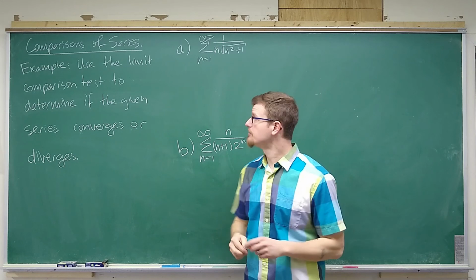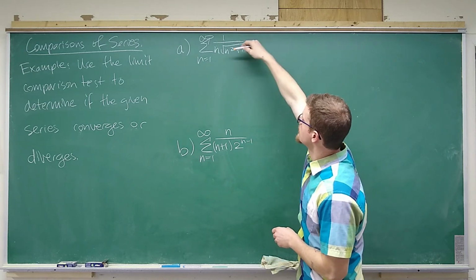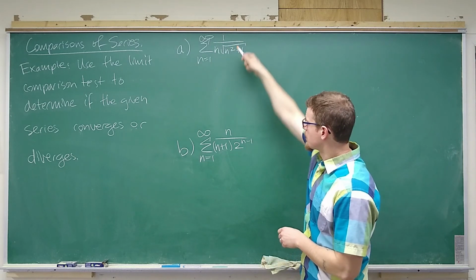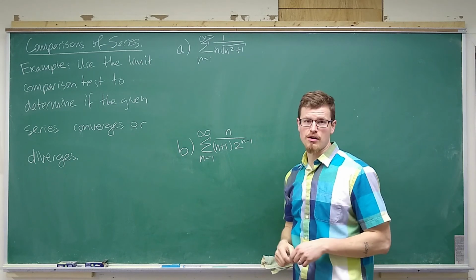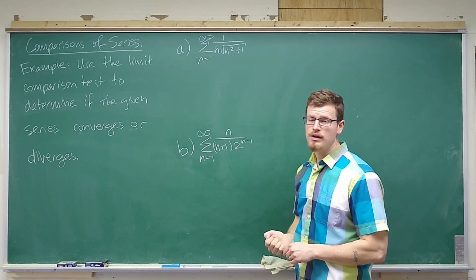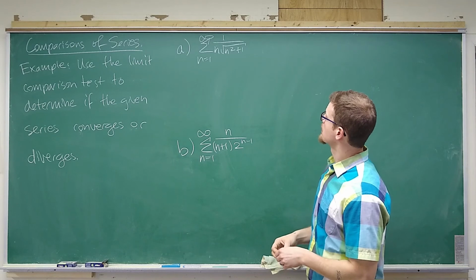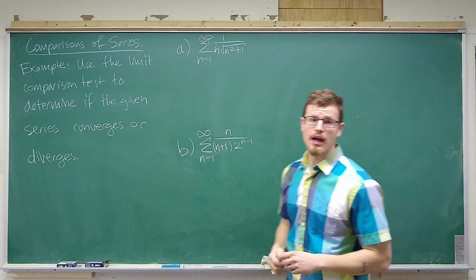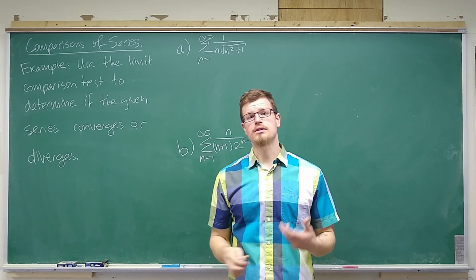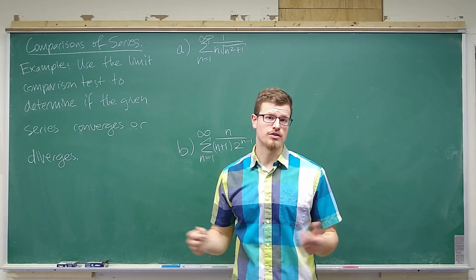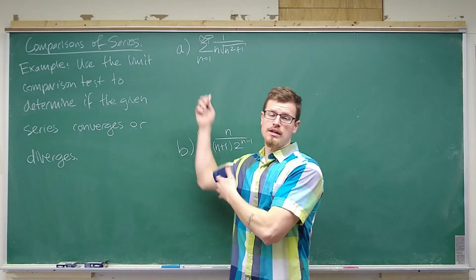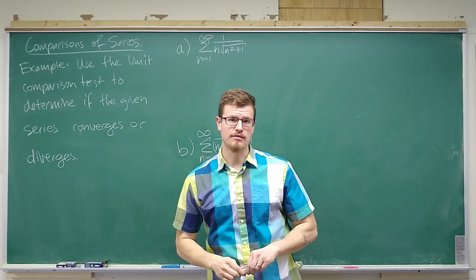Today we want to take a look at the limit comparison test to determine if a given series converges or diverges. When we want to use the limit comparison test, we need the terms to be positive. In each of these cases, where n is positive, both of these are positive, so there's no issues there. Then we can choose a series which we know converges or diverges to help us demonstrate that the given series either converges or diverges.